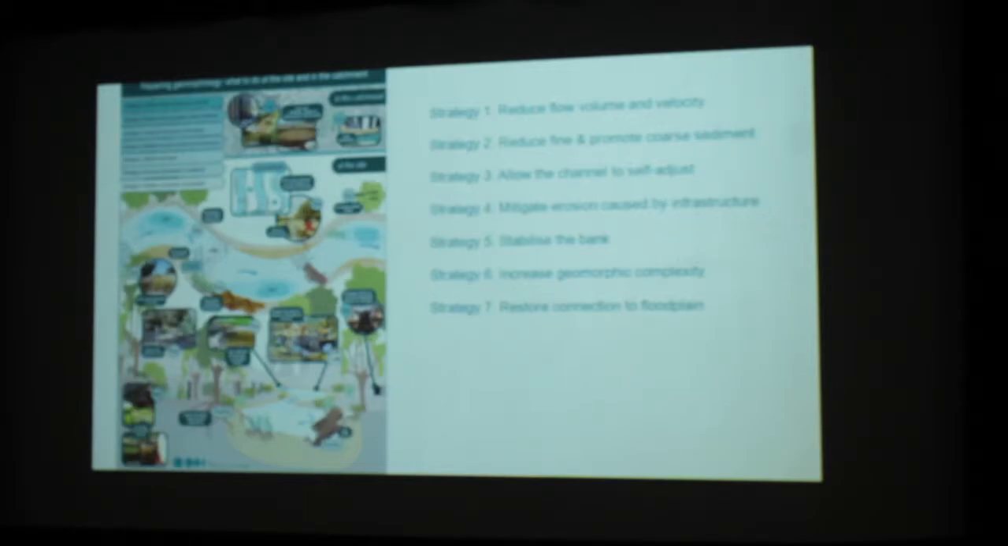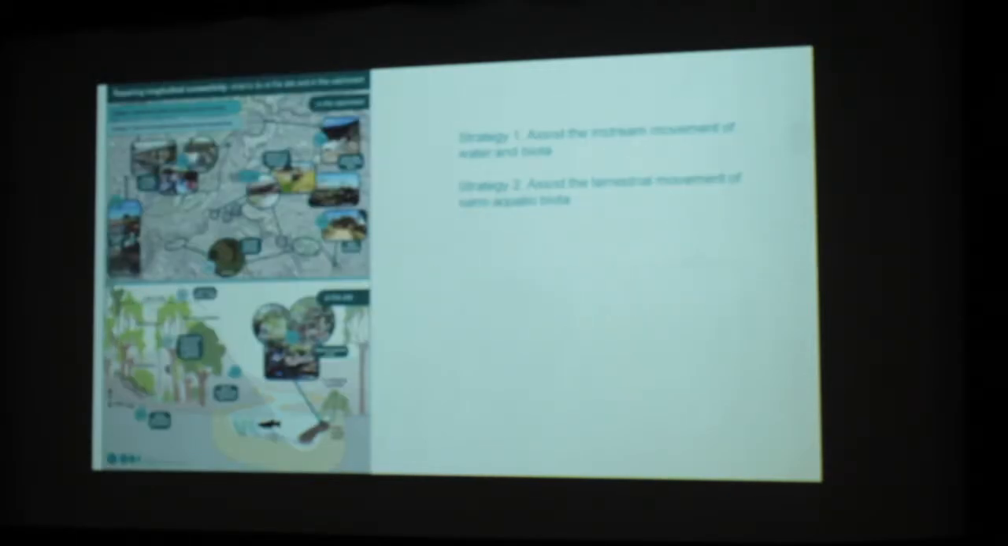And then all the actions obviously flow behind these. And then in terms of longitudinal connectivity, what can you do to let water and animals move either in the riparian zone or along the main channel itself? Lateral connectivity, what can you do? The strategies to help the river and the floodplain connect, in terms of vertical connectivity.